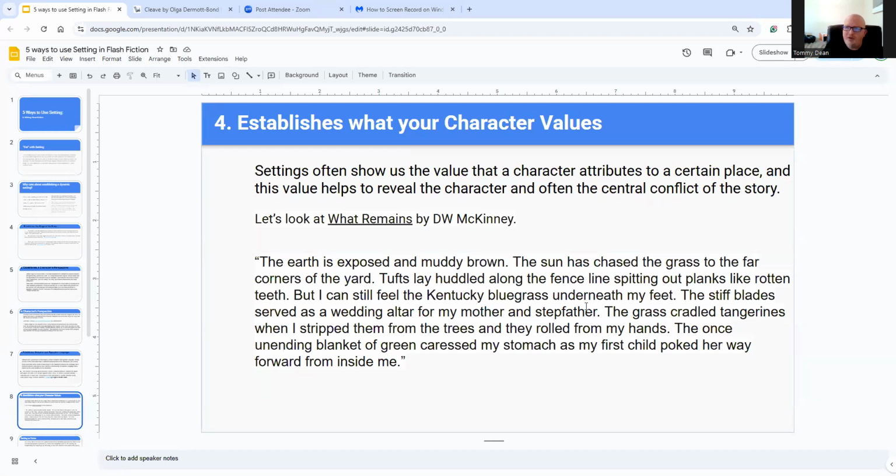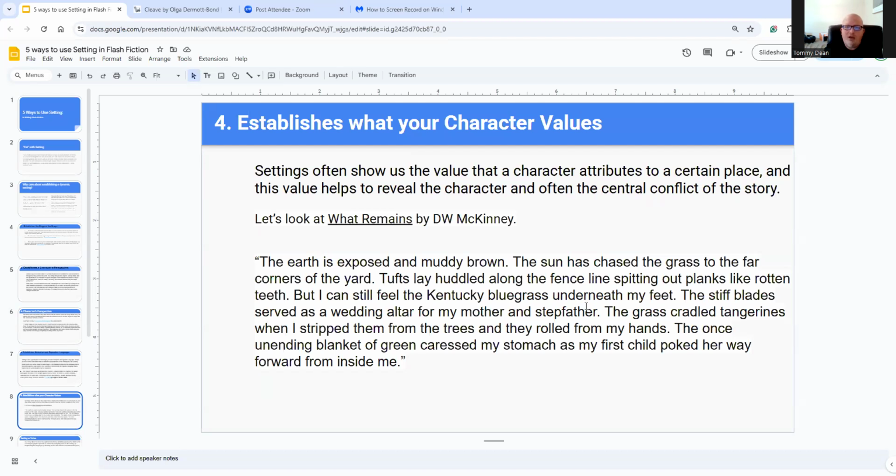In flash, it's not always necessarily that there is more words. It can just be the importance or the gravitas that is kind of given to it as we read it. Settings often show us the value that a character attributes to a certain place, and this value helps to reveal the character and often the central conflict of the story. In this story, What Remains by D.W.